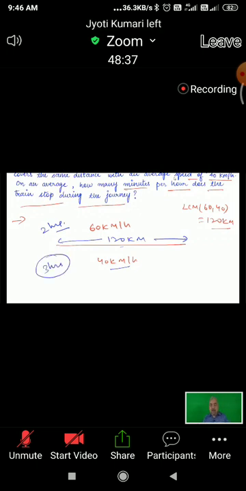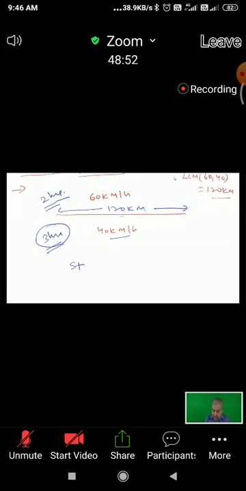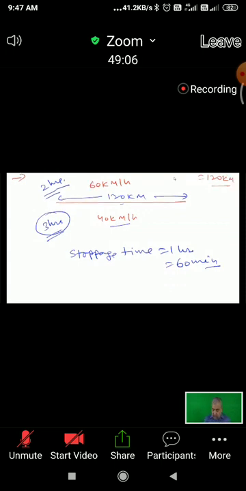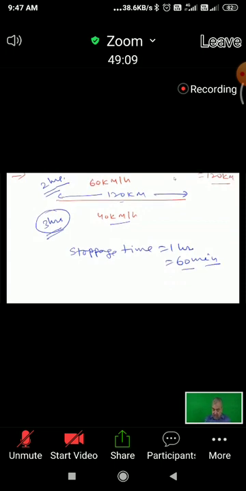So in this 3 hours, you can say that 1 hour is the stoppage time. Why? Without a stoppage, the time is 2 hours. With a stoppage, the time is 3 hours. Obviously, in this 3 hours, 1 hour is the stoppage time. So here, the stoppage time is 1 hour, or you can say 60 minutes. Now, the question demands that on an average per hour, how many minutes does the train stop? So just divide this 60 by 3. So 60 by 3 means 20 minutes per hour the train stops on an average. And that is the answer.